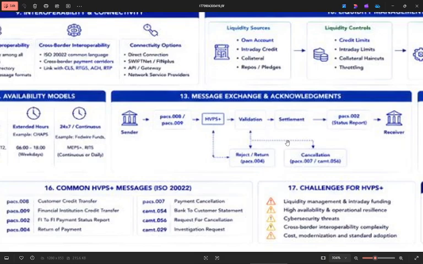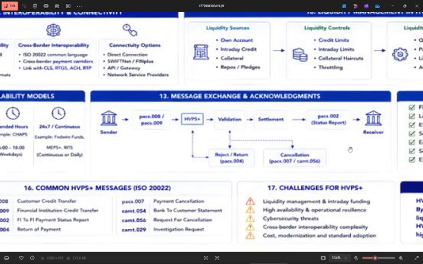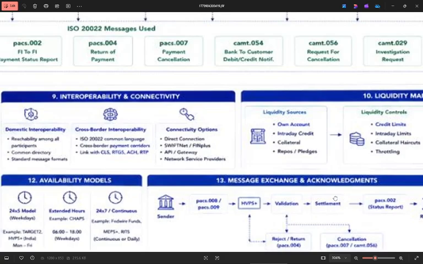Message exchange acknowledgement, right, we know, we are using pacs.002, pacs.004 or pacs.020, sorry, camt.029 for acknowledgement. Similarly here also we are using it in the high value payment system. Pacs.004 we are using for reject and return messages in high value and validation, right? And pacs.002 for the settlement system. So here also it is the same.